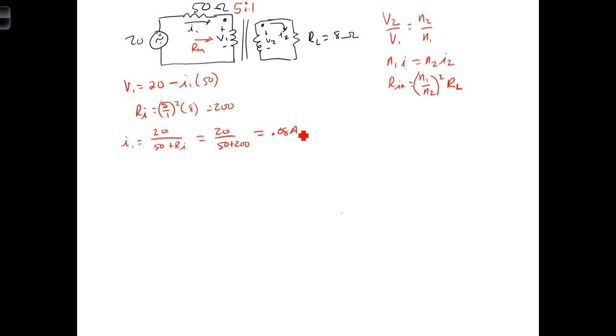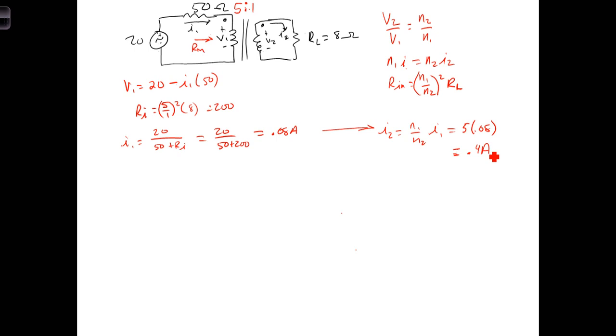Now, right then, we could go ahead and calculate I2. In fact, let's just go ahead and do that. I2 is equal to N1 over N2 times I1. That's 5 times I1, which is 0.08. 5 times 0.08 is 0.4 amps.